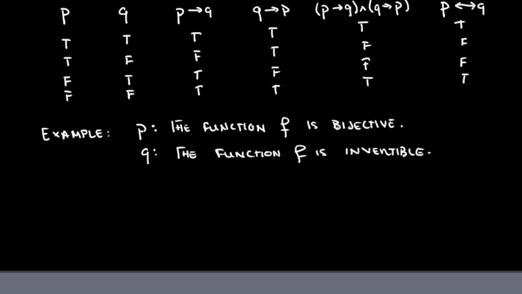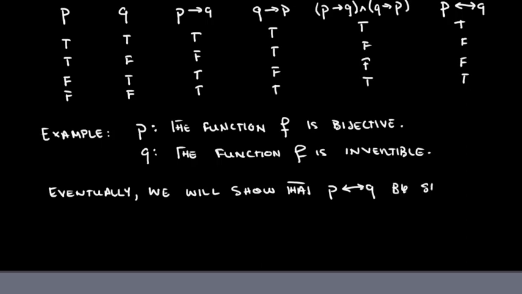Now, at some point, we're going to prove that P is equivalent to Q. So let's say eventually we will show that P is equivalent to Q by showing that P implies Q and Q implies P. So if a function is bijective, then it is invertible, and if a function is invertible, then it is bijective. I'll leave it at that for this video.